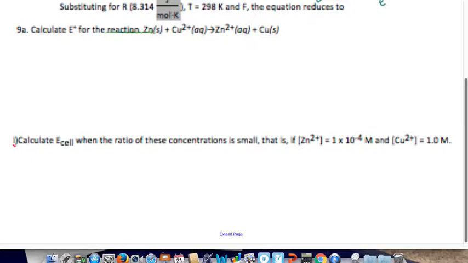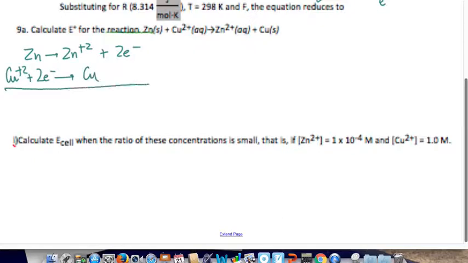I'm going to go ahead and make sure my equation's all balanced, which I can tell it is, but we're still going to make sure. So zinc going to zinc plus 2 electrons. And then we have copper plus 2 electrons going to copper. So when we add these up, the 2's go away, and we have a balanced equation.